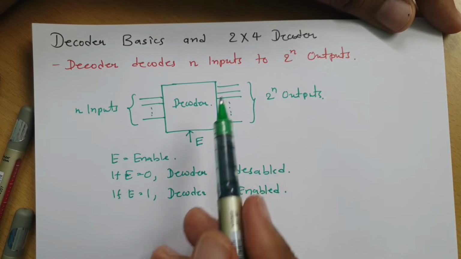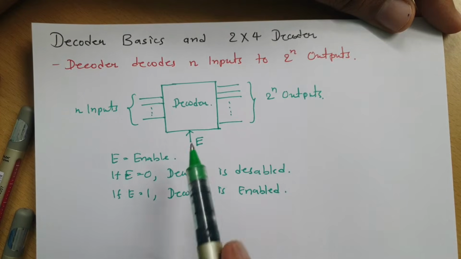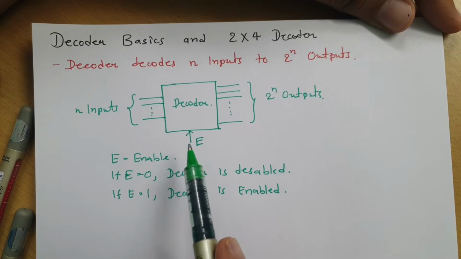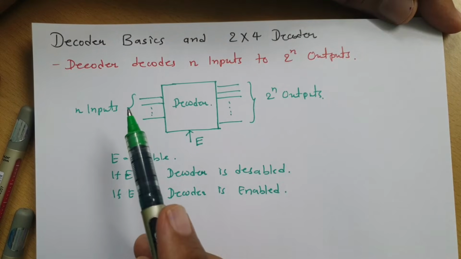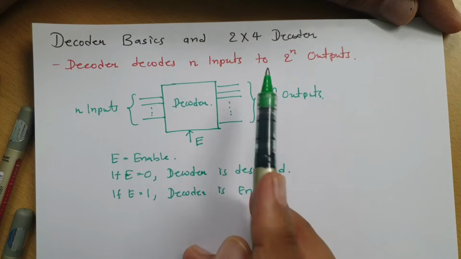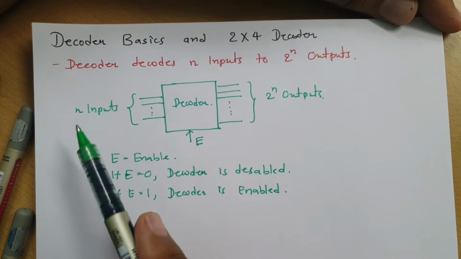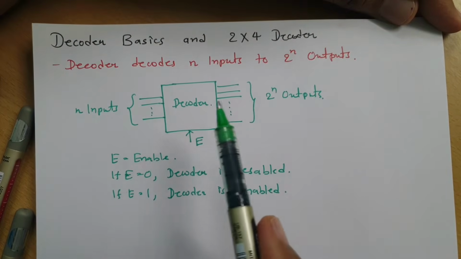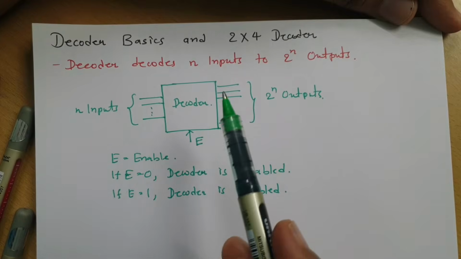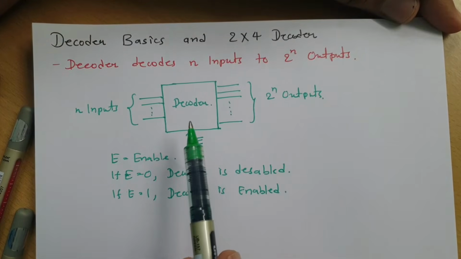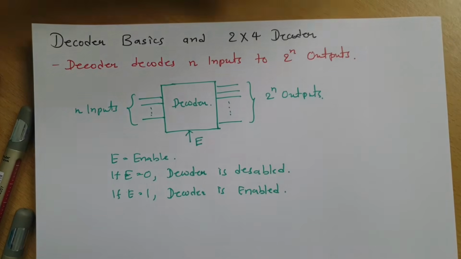So when you want to work from input to output, the first thing we should have is E equals 1. Once this decoder is enabled, we can decode input to output. Now to understand this, I'll explain one example, that of a 2x4 decoder, where you will get to know how we can decode output from input. At last I'll make the circuit of the 2x4 decoder, and then we will see some applications of decoder.